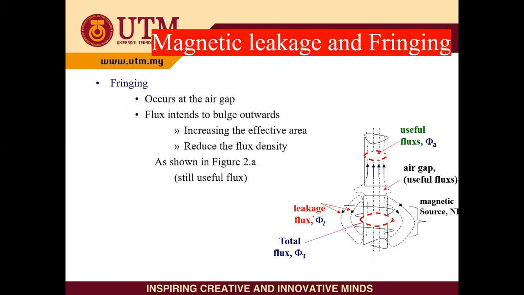Another one is the fringing. Fringing is what I call a phenomenon that occurs at the air gap. It looks like a bulge outwards in the air gap. Usually the fringing occurs here. The flux pattern bulges outward from the air gap, and it will actually reduce the flux density.